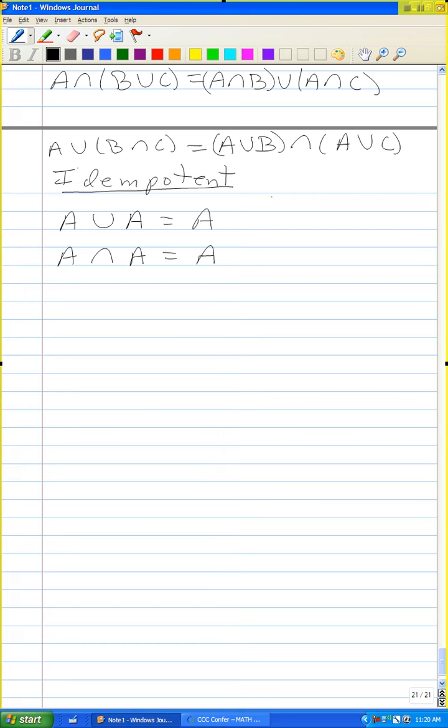The other one, oh, the identity properties. So the existence of additive and multiplicative identity. A union the empty set is A. You know, 5 plus 0 is 5. And A intersect the universe is A. Again, 5 times 1 is 5. So those are the existence of your identities.